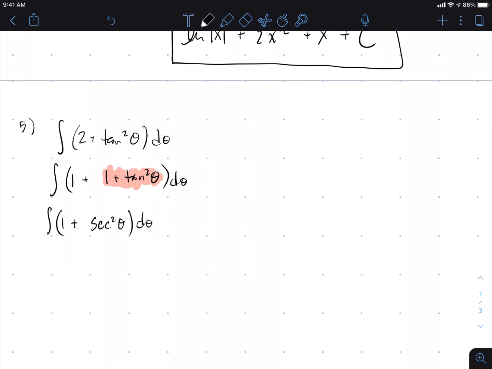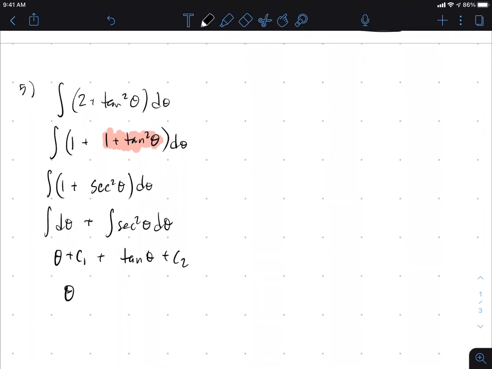Okay. Do we know an antiderivative that gets a secant squared? Oh, dude. So this becomes theta plus c1 plus tangent theta plus c2, which is going to give us theta plus tangent theta plus c.